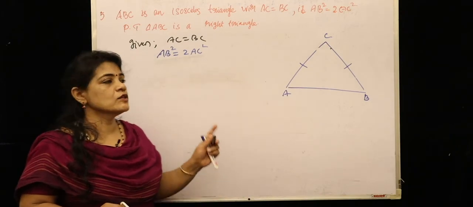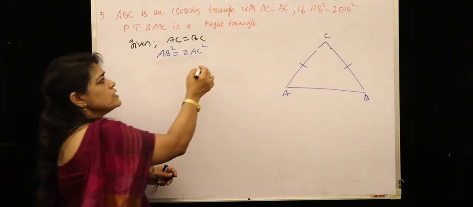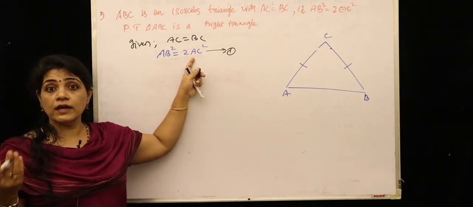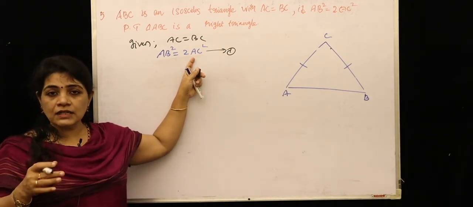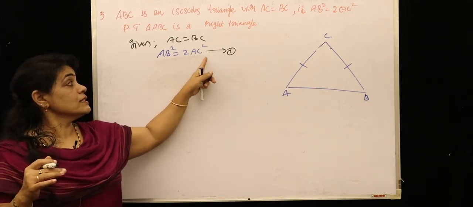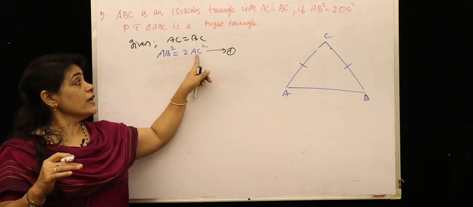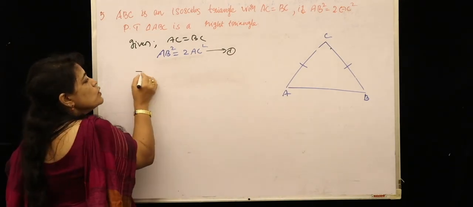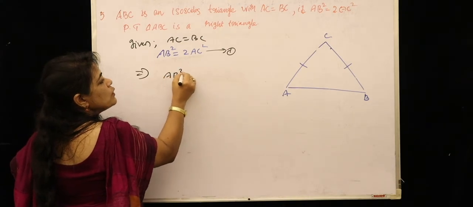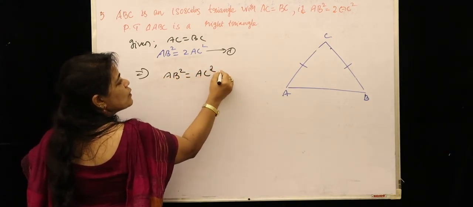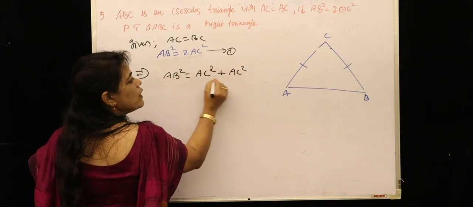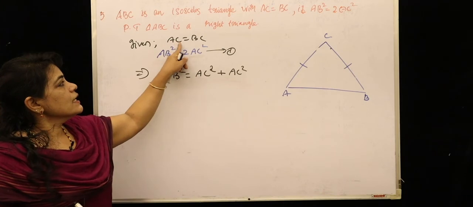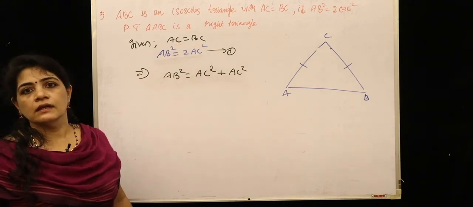For that we are going to apply these two given details, that is AC equal to BC and AB square is equal to 2AC square. So first I am going to consider this given, AB square is equal to 2AC square. I am going to split this 2AC square into AC square plus AC square. So from 1, AB square can be written as AC square plus AC square. When you add, you will get 2AC square.